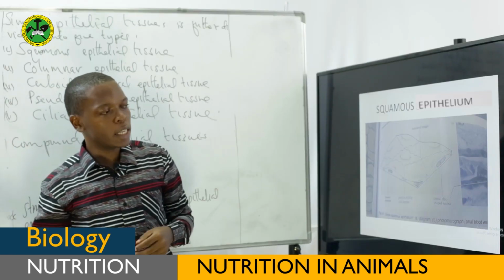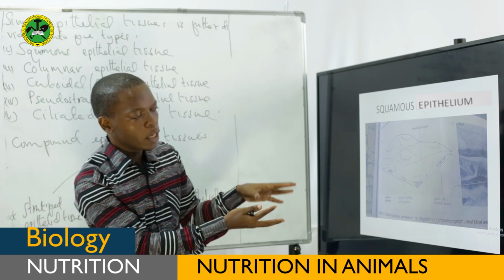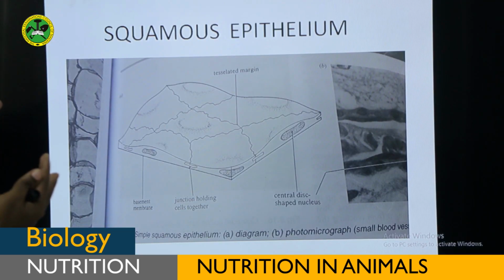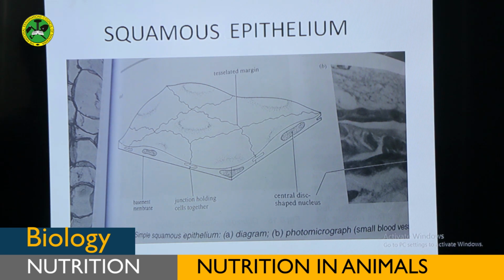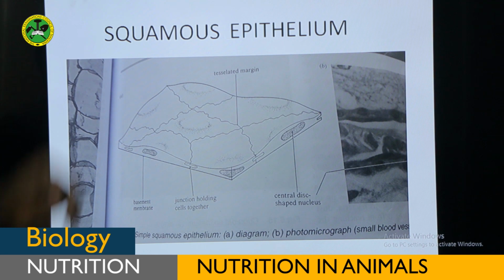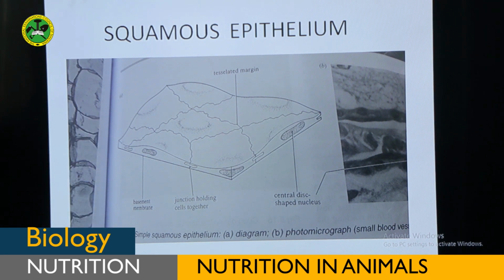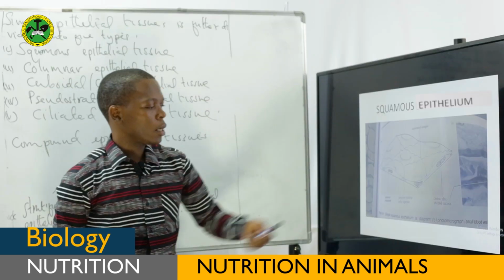Because our main focus of today is digestive system, I'm trying to show you these epithelial tissues which are found in different parts of the body before going to these specialized epithelial tissue which are found in digestive tract. Therefore, this is a squamous epithelial tissue. It has a special junction which enables to hold the cells of squamous together. This one, junction holding cells together. But also, it has the central disc-shaped nucleus. You see, this is a nucleus.